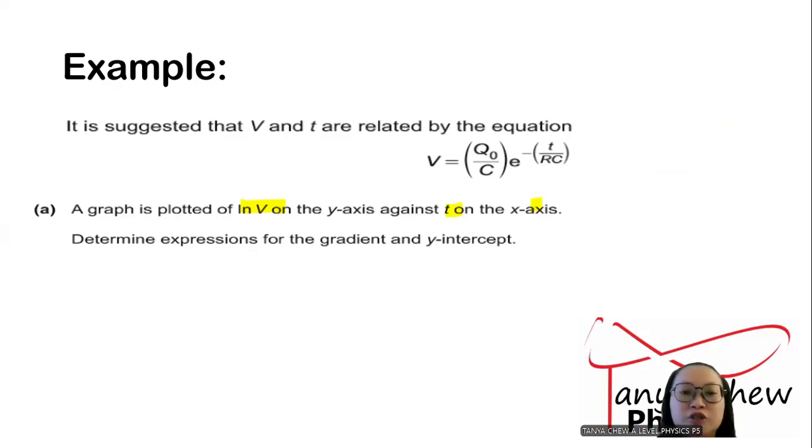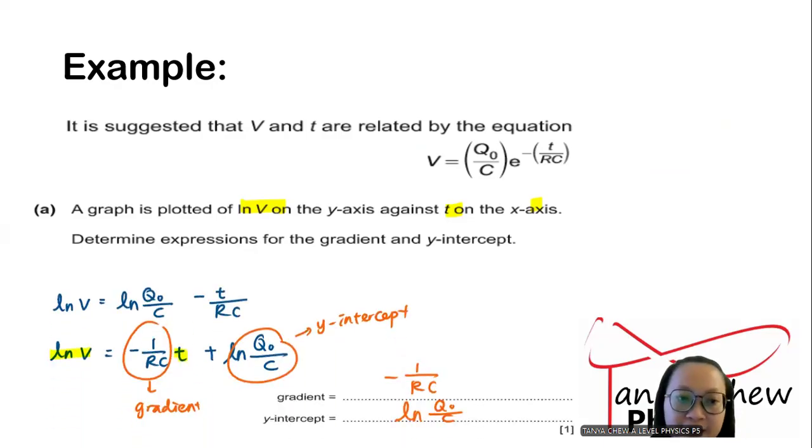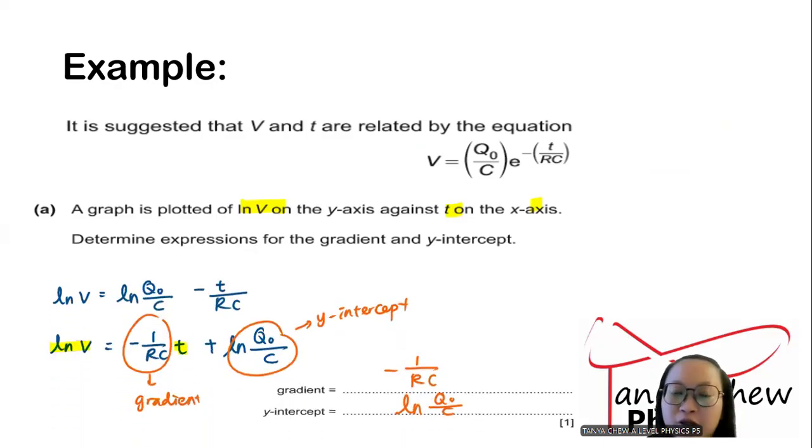Right? To match the straight line equation, you determine the expression for the gradient and the y-intercept. So you have to give that. So I modified my equation. I ln both sides. When I ln V, I get ln V on the left-hand side, and I ln Q0 over C, I get ln Q0 over C. When I ln an exponent, they cancel, so you bring down the power, negative t over RC.